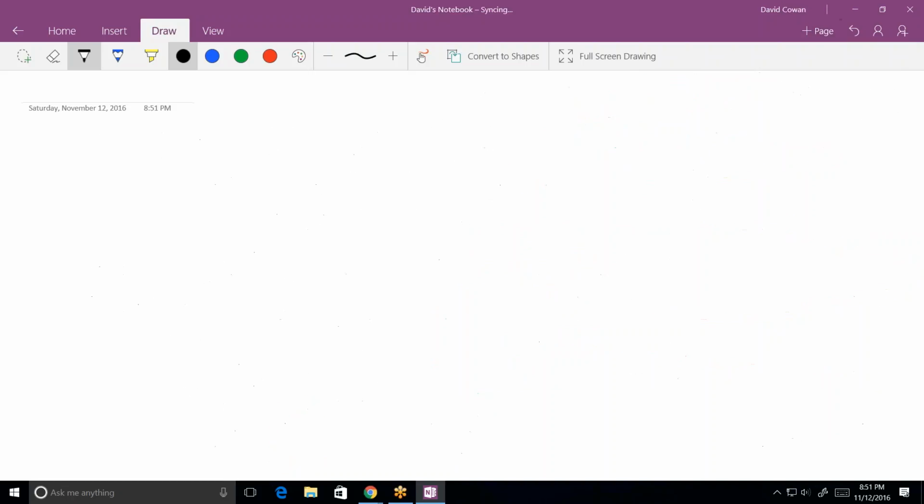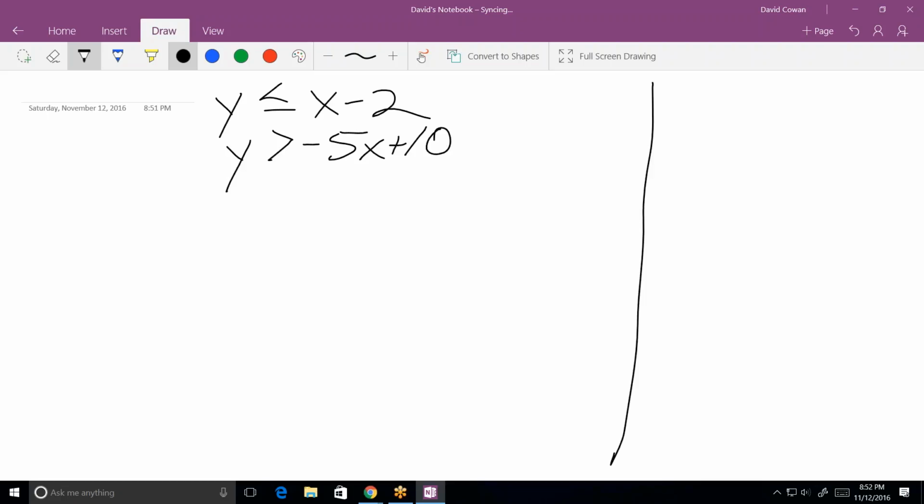Okay. Okay, you got another one? y is less than or equal to x minus 2, and y is greater than negative 5x plus 10. Negative 5x plus 10? Yes. Okay. First one's pretty easy. How do I graph it? Would it be a horizontal line? No? Remember what our standard, that is our standard.